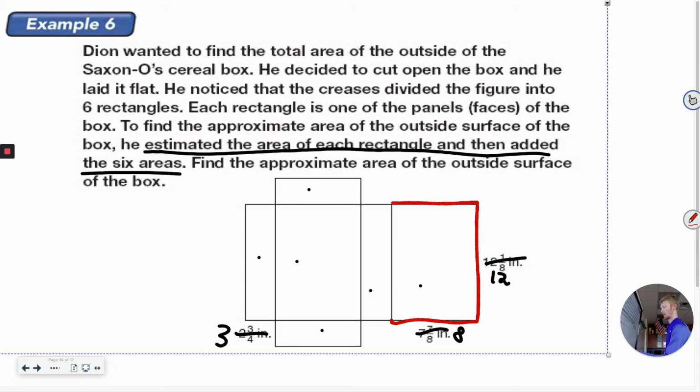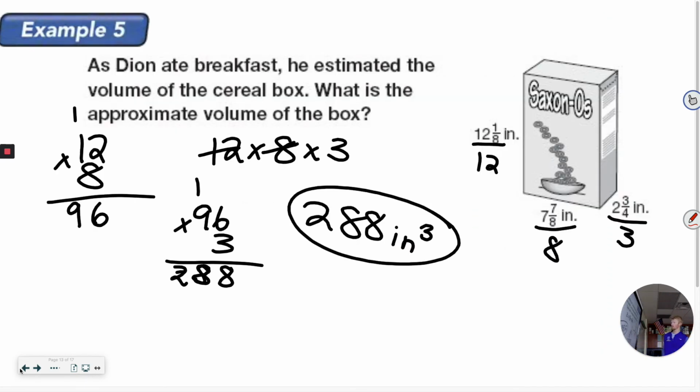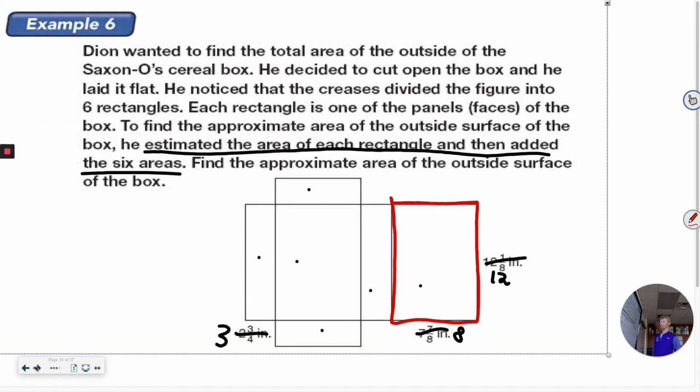It would be 8 times 12. I believe we did 8 times 12 on the previous one. 8 times 12 is 96. So I know that this is 96 inches squared. Right? This box here would be the same size as that box. So I know that this one is also 96 inches squared. Right?